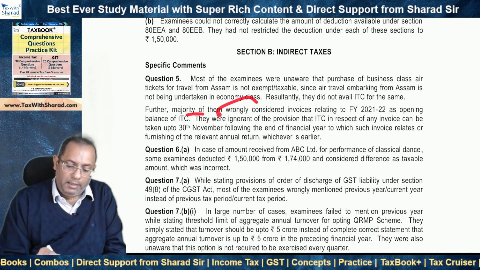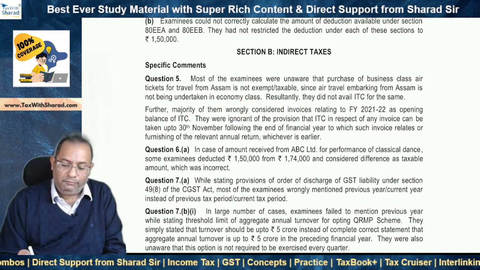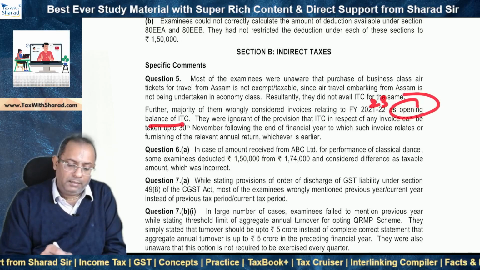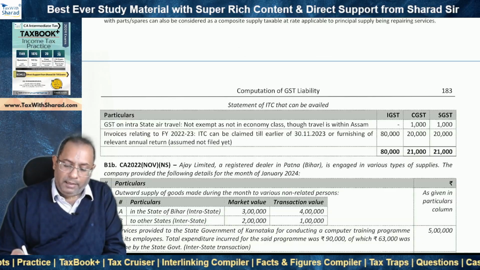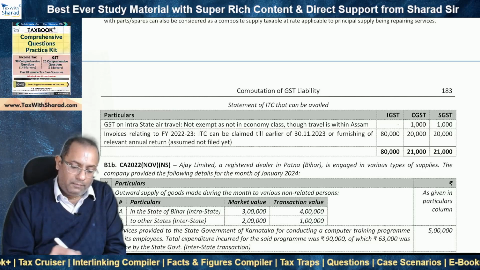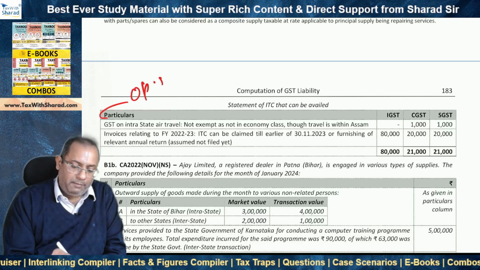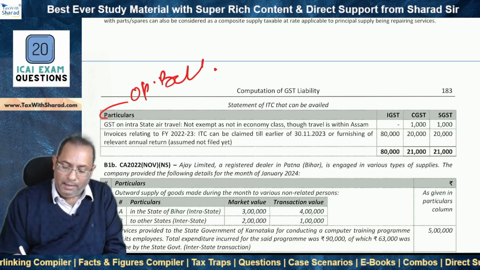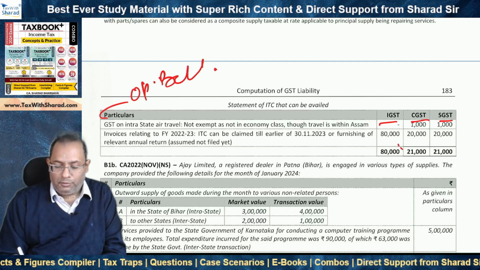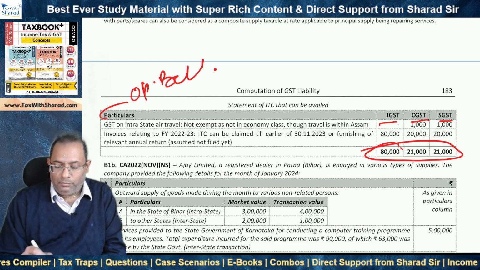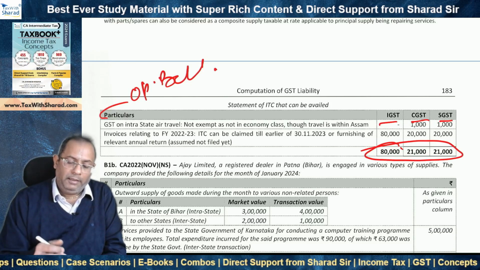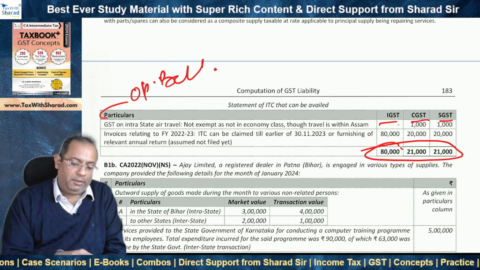Majority of them wrongly considered invoices relating to FY 22-23 as opening balances of ITC. Instead of availing the ITC like this, they said that it is an opening balance, and they added the same amount here, here, and here. So the aggregate will remain the same. It will not change. But the approach was incorrect, therefore the students lost marks.